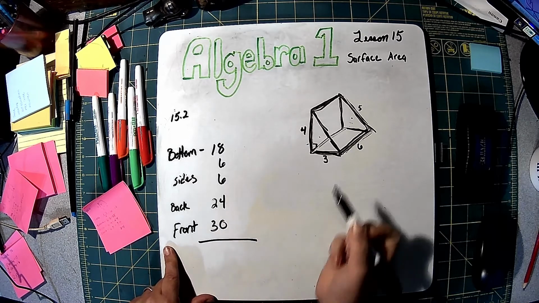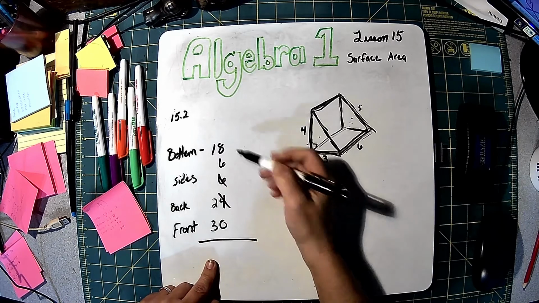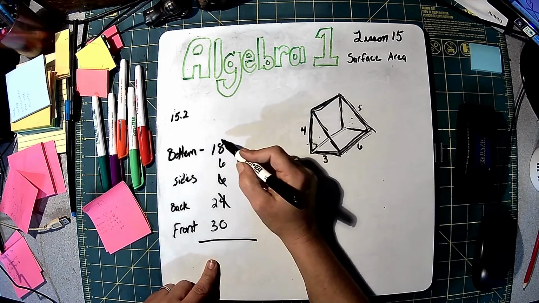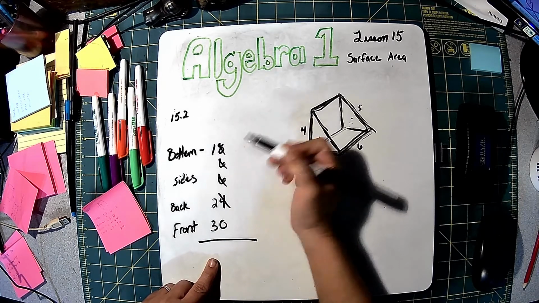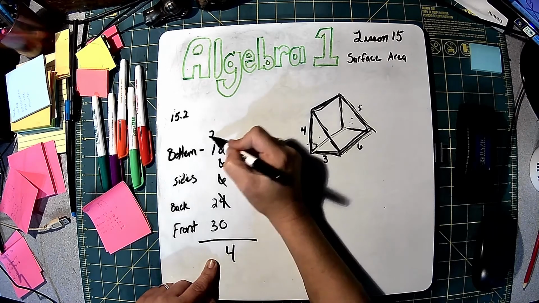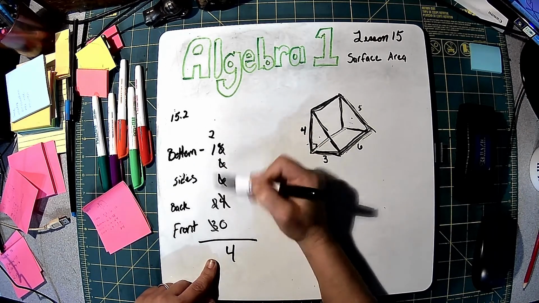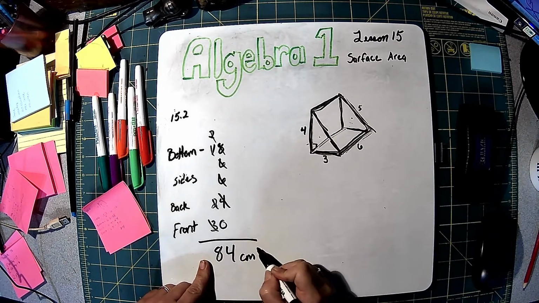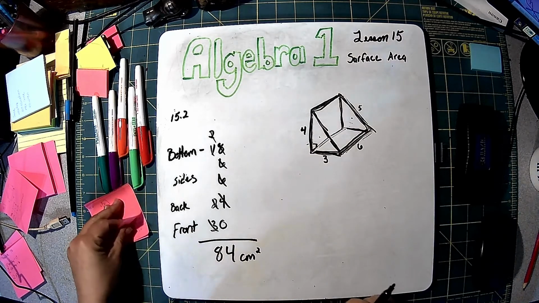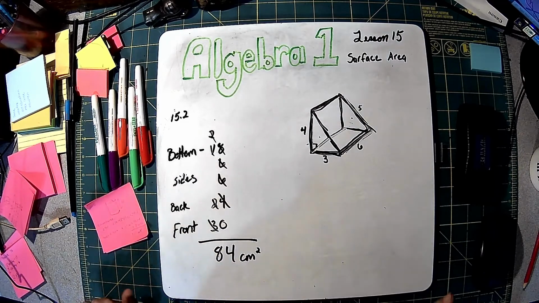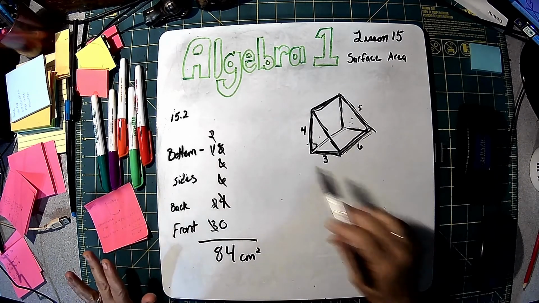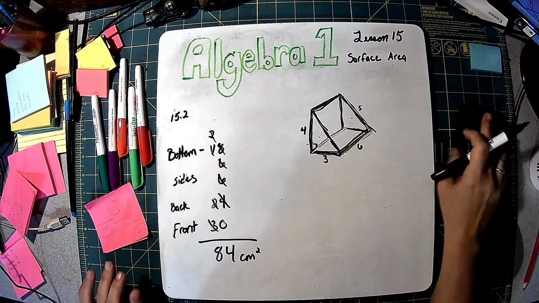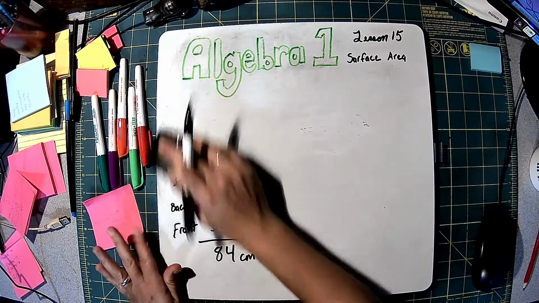Now we just have to add all these up. 4 is 10, 6 and 8 is 14, so 24. And 3 and 2 is 5, 6, 7, 8. 84 centimeters squared, or whatever it is. Feet, meters, I don't know. Okay, so that one's pretty easy. Just make sure you're getting every single side, find the area of each side, and then add them all together.